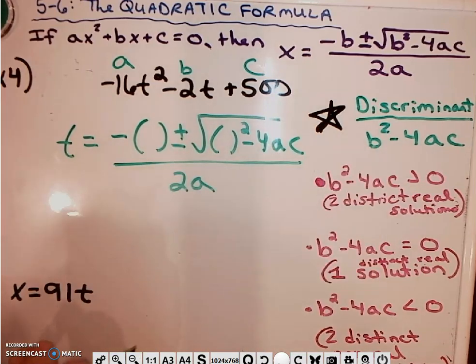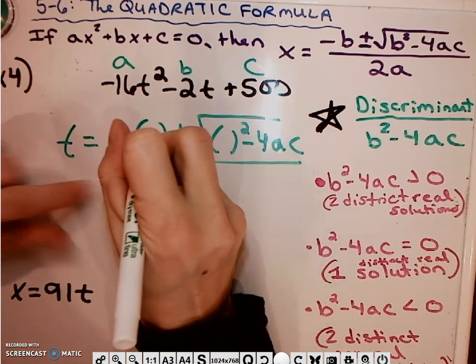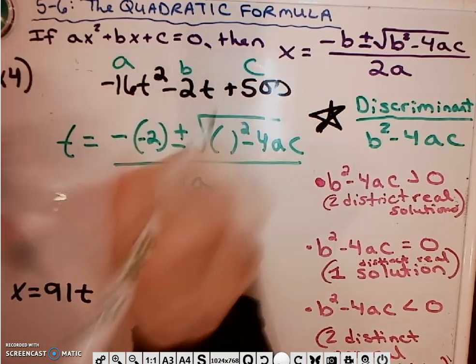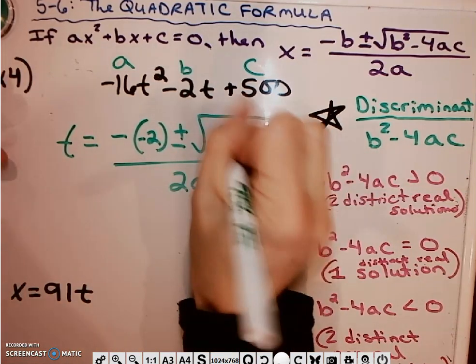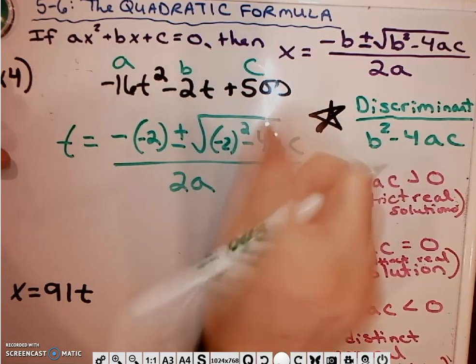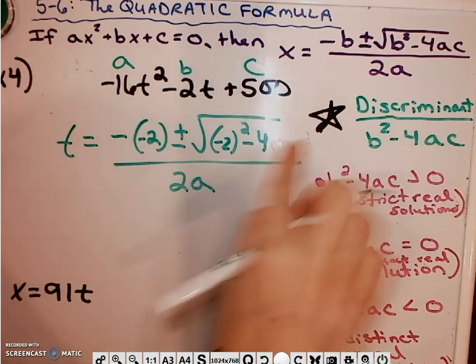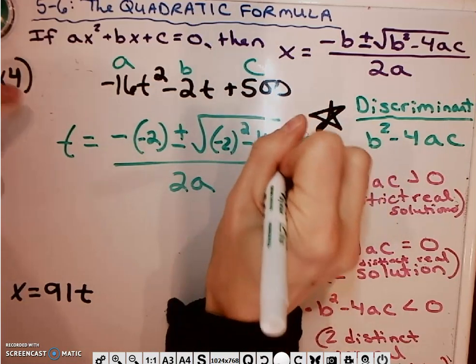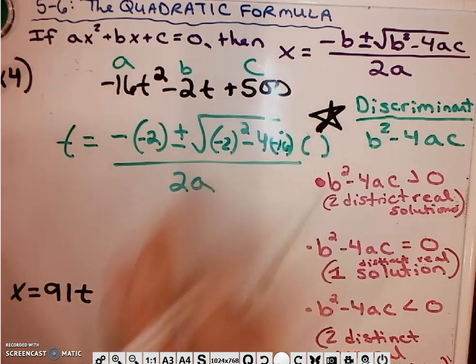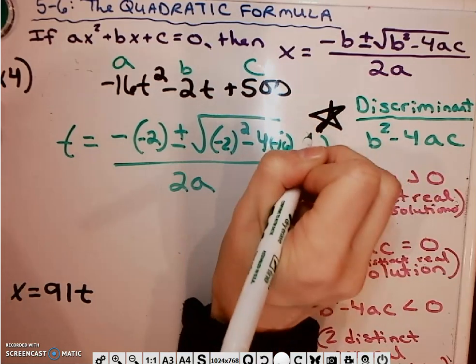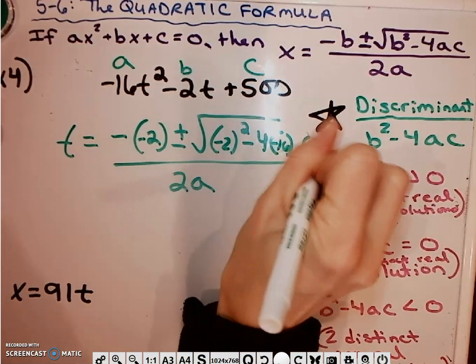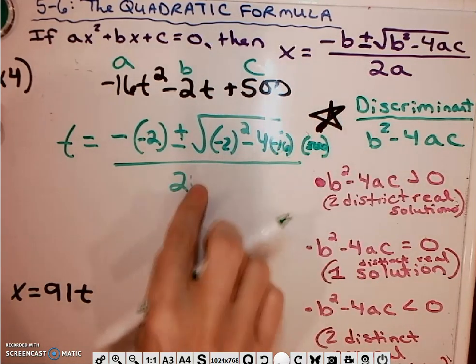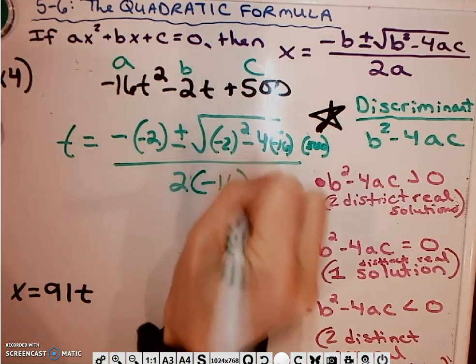That's my quadratic formula. So instead of b here, I'm going to put negative 2. And then instead of b here, I'm going to put negative 2. Instead of a, in negative 4 times a times c, I'm going to put negative 16. I'm really cramped here. That's a negative 16, and then c is 500. And then a down here is negative 16.